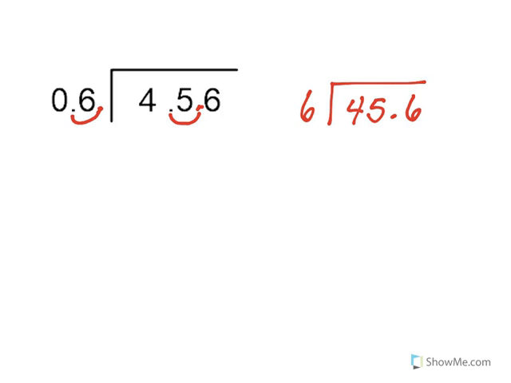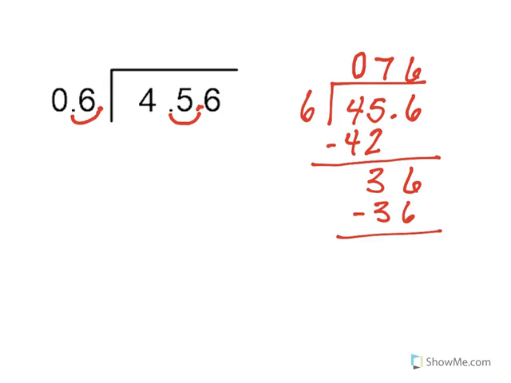Now, I know that I cannot divide 4 by 6, so I'm going to go ahead and put a 0 up there. And I know that 45 divided by 6 is 7, and 7 times 6 is 42. I'm going to subtract just like I normally do with regular division, and then I'm going to bring my 6 down. I know that 36 divided by 6 is 6. I know that 6 times 6 is 36, and I end up with 0.